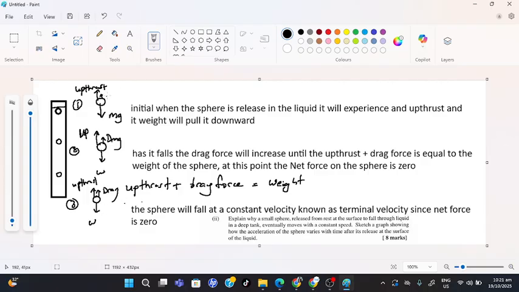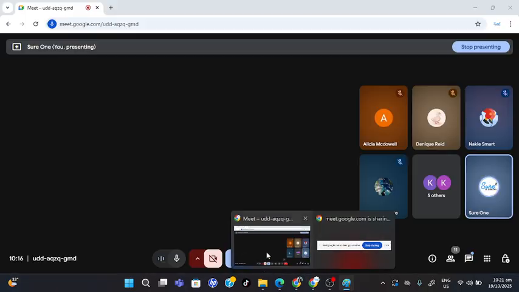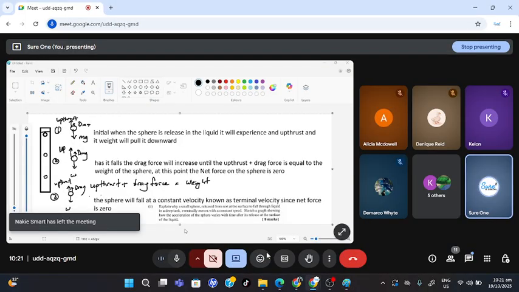So as you move faster and faster, your drag force increases, and as your drag force increases, your drag force plus your upthrust is going to be equal to your weight, and the object will no longer accelerate downward and will travel at a constant speed or velocity known as terminal velocity. And that's how I'd answer that question with my drawings as well.